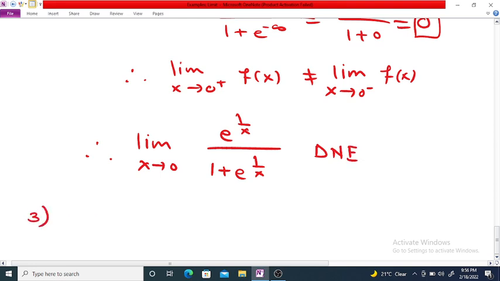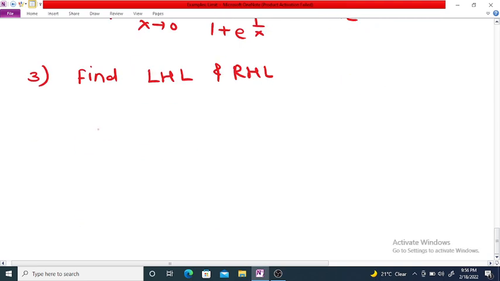Example number 3. Find the left hand limit and the right hand limit for limit x tends to 1 of x minus 1 divided by mod of x minus 1. So now, first, the right hand limit.